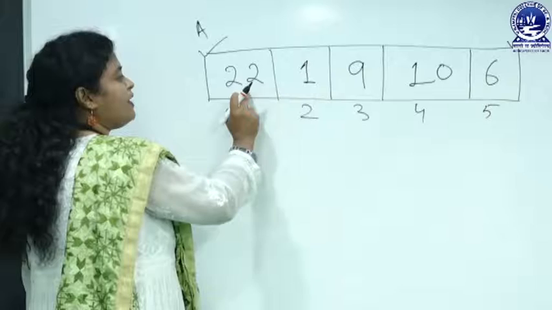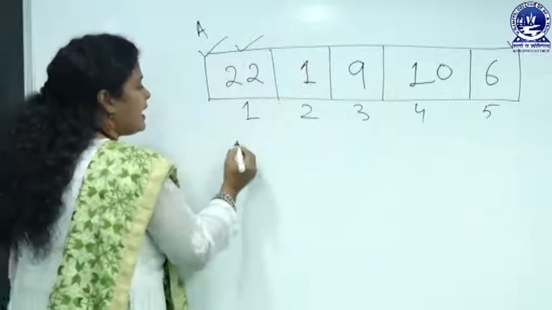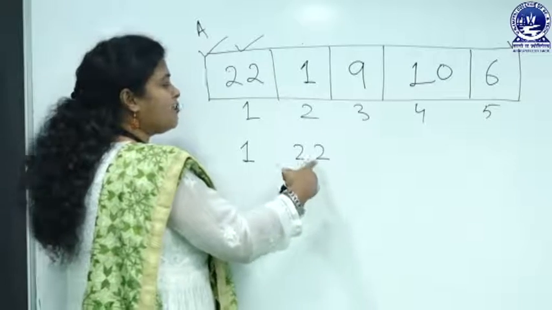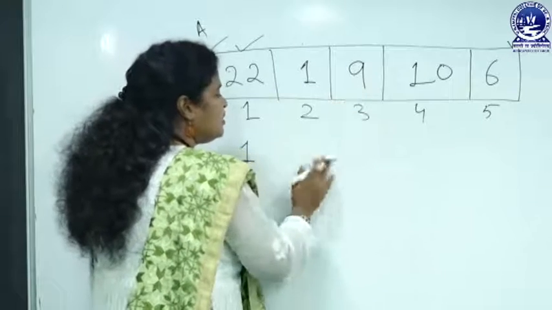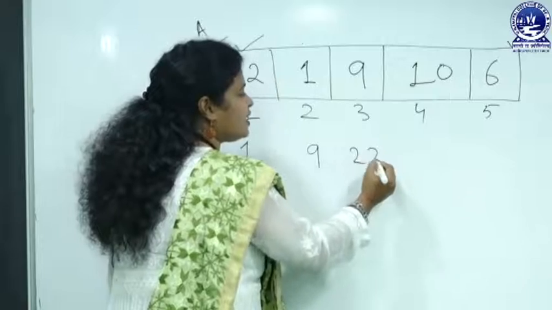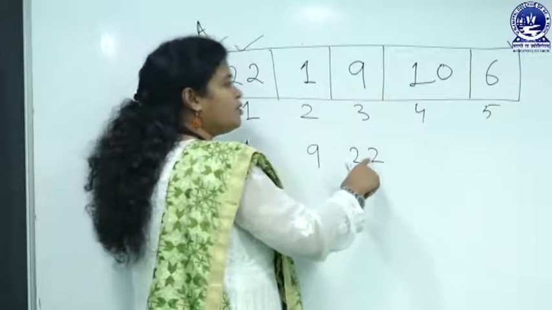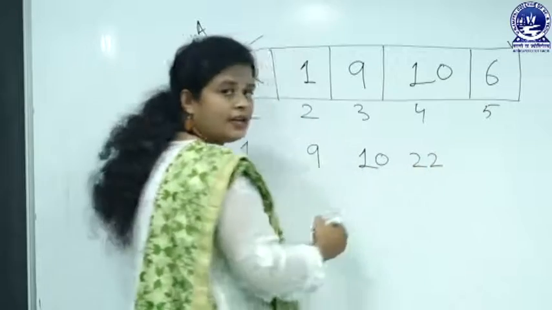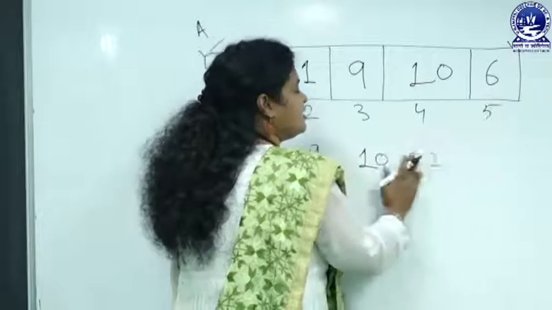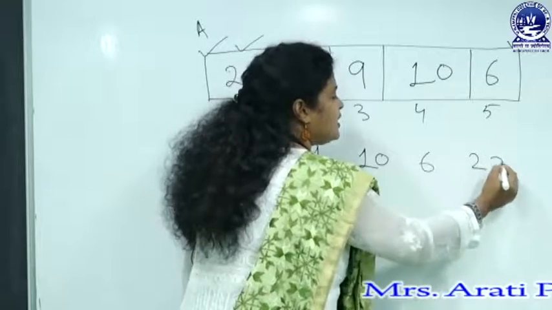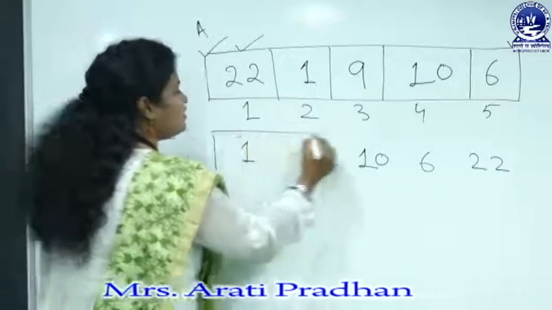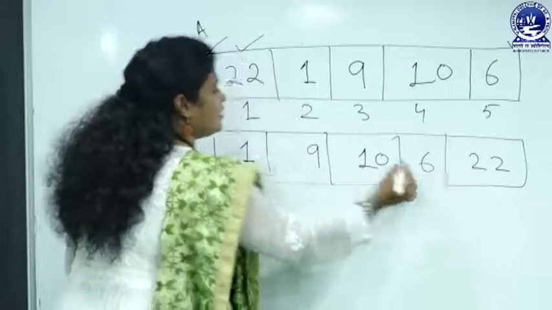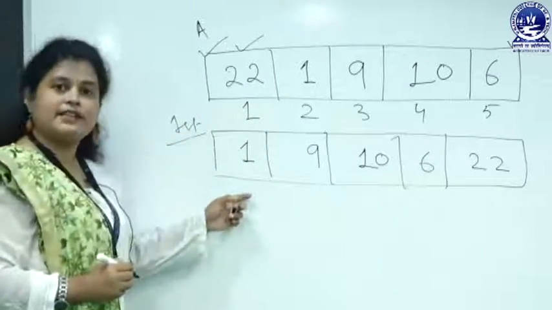Here first we compare 22 with 1 and they will be swapped, 1 will be here and 22 will be here. Now we compare 22 with 9. Now 9 will come to this location, 22 will come to this location. Now we compare 22 with 10. Now 10 will come here and 22 will come here, and now 22 with 6, and we swap 22 with 6, and the list will look like this after the first iteration.